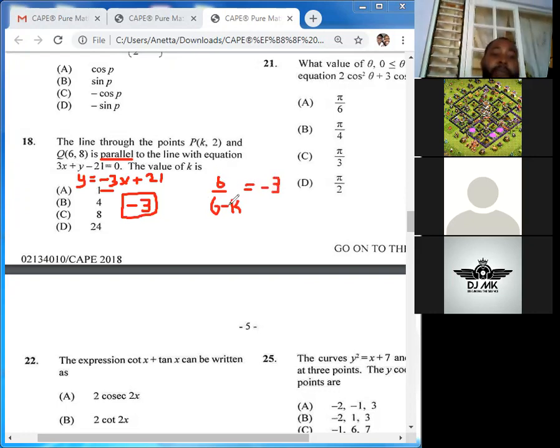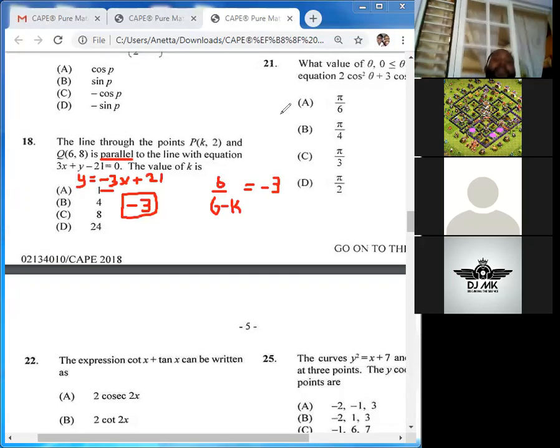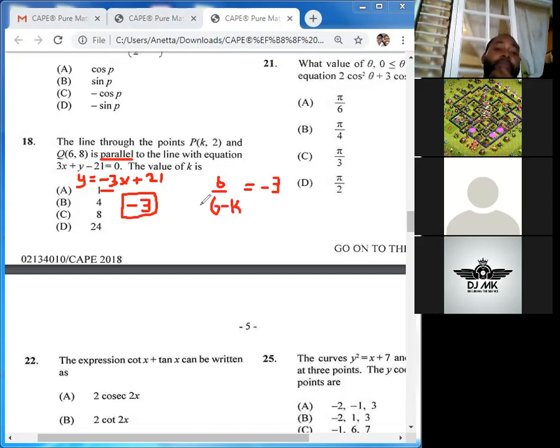So 6 divided by some number must give me -3. So that's not so hard. If I speak it out like that, that's easy. 6 divided by a number must give me -3. What number can I divide into 6 to get -3? That's going to be -2. So that means my denominator here simply needs to equal -2. So 6 minus a number must now take me to -2.